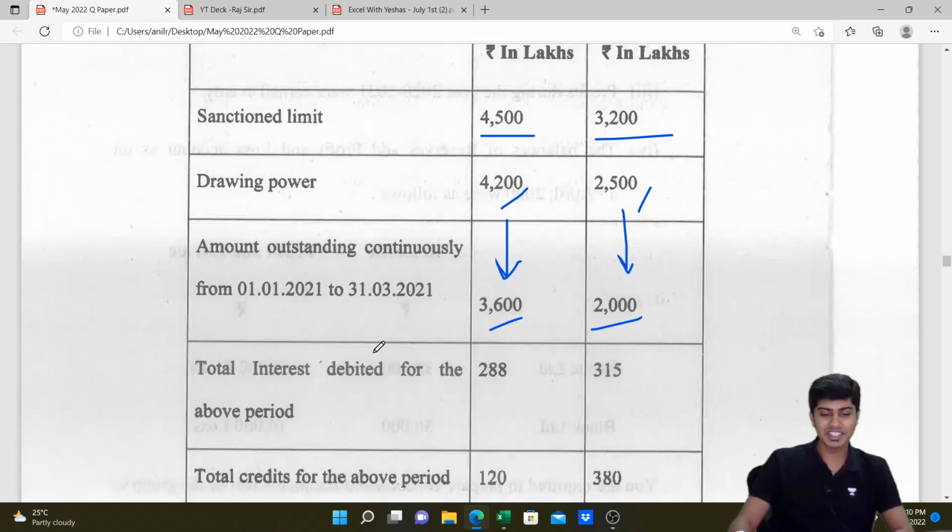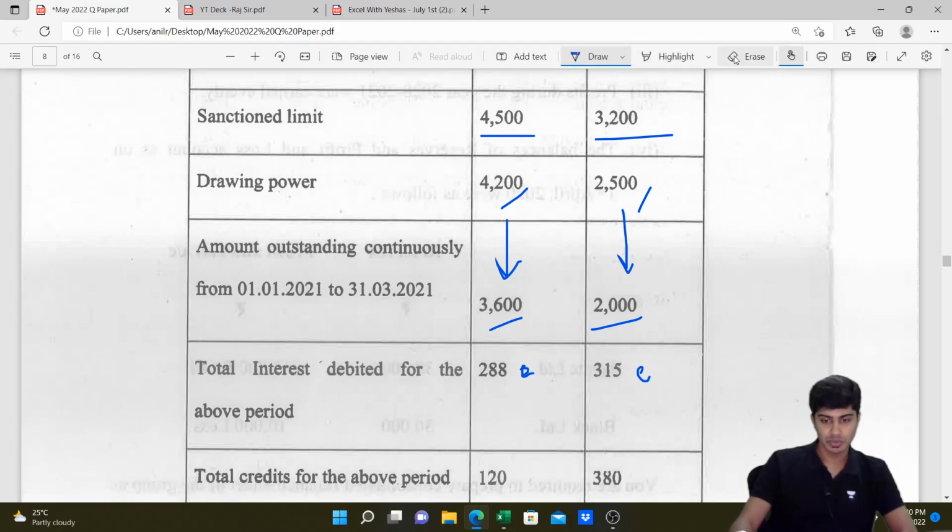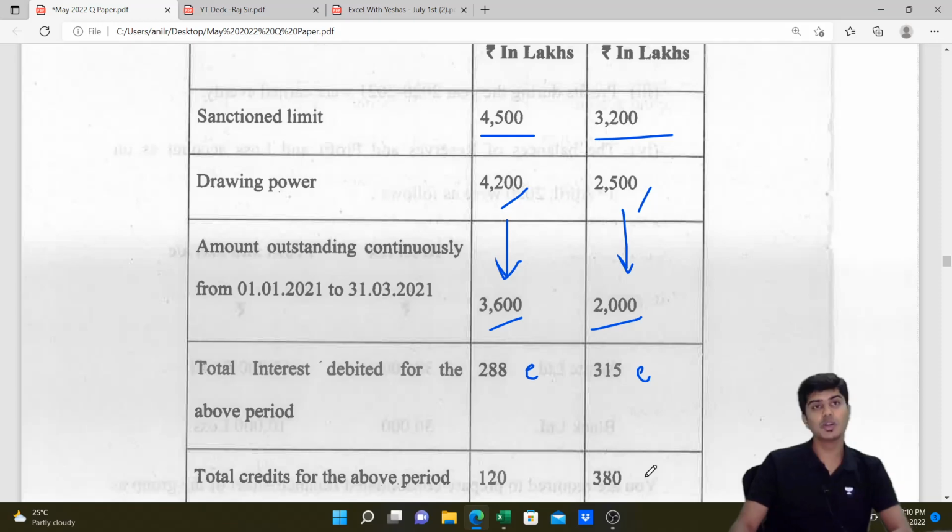And total interest debited. So this is interest charged. You can say this as expense. Interest charged is how much? 288 and 315. This is the amount of interest that needs to be paid, that they need to pay. 288 rupees and 315 rupees is what they are supposed to pay.